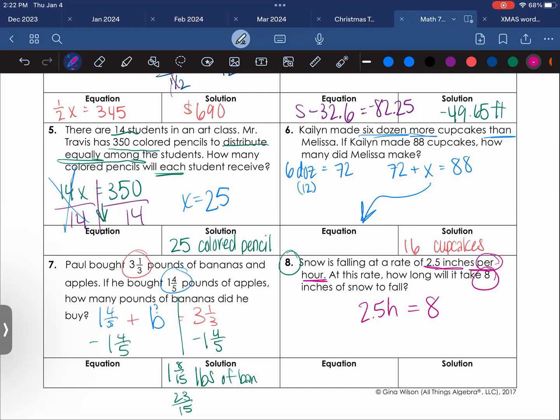I'm going to call it H hours. So let H equal hours. So 2.5 times however many hours, that's what we're looking for, is going to equal 8, which is our goal. That is our equation. And now we will divide by 2.5 on both sides, and you would end up with 3.2 hours, or H equals 3.2.